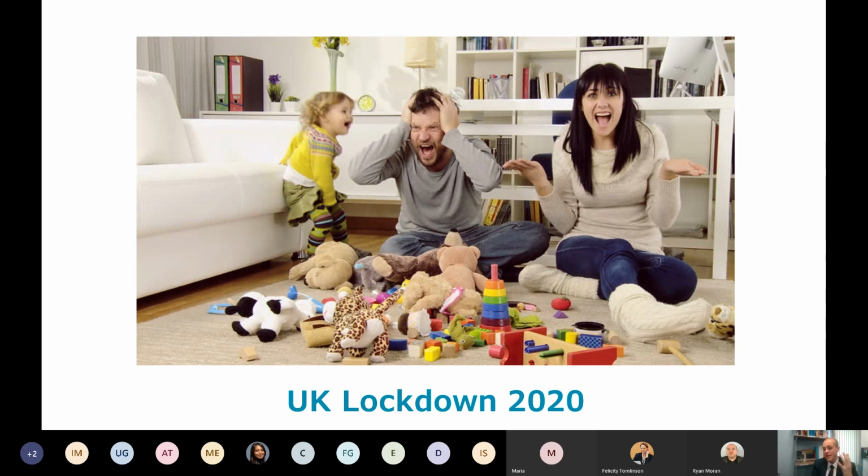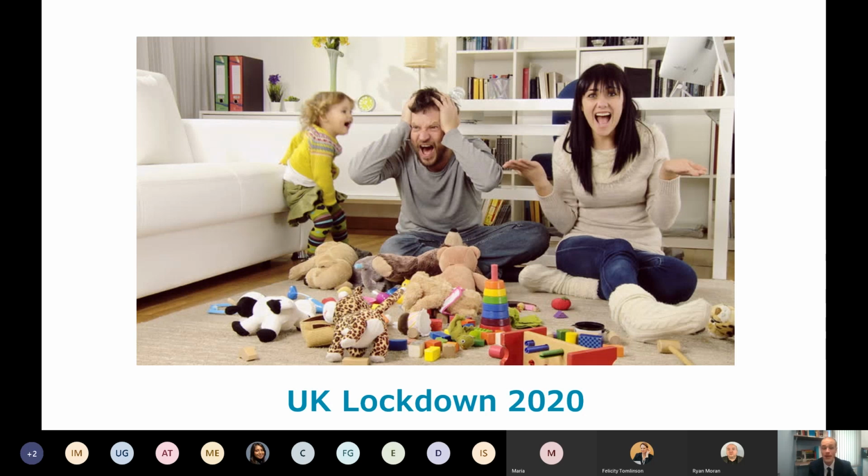Now, normally, if you wanted to keep a child entertained, you might take it to a zoological collection, a zoo. You might take it to a museum, or you might take it to a theme park, but they're out of bounds because traveling to a zoo or a theme park or a museum is not essential travel. So in the UK, we had a very small number of reasons why we could leave our homes.